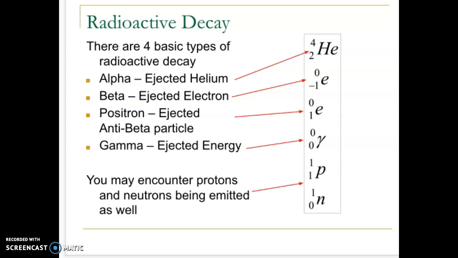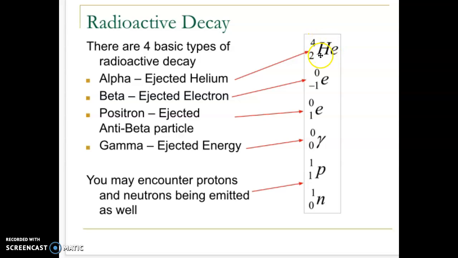When a nucleus needs to become stable, going from being unstable to stable, it gets rid of something from its nucleus. And that could either be an alpha particle. An alpha particle is an extremely positive helium nuclei. Now, why is it a helium nuclei? Because basically it's a chunk of the nucleus. It's 4 nucleons.